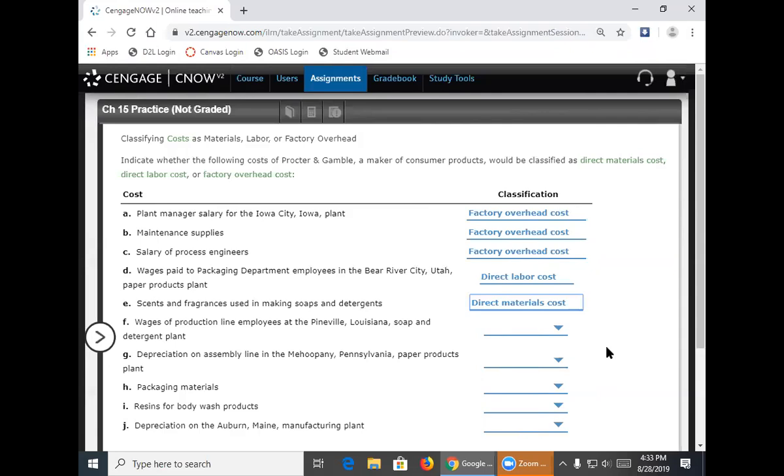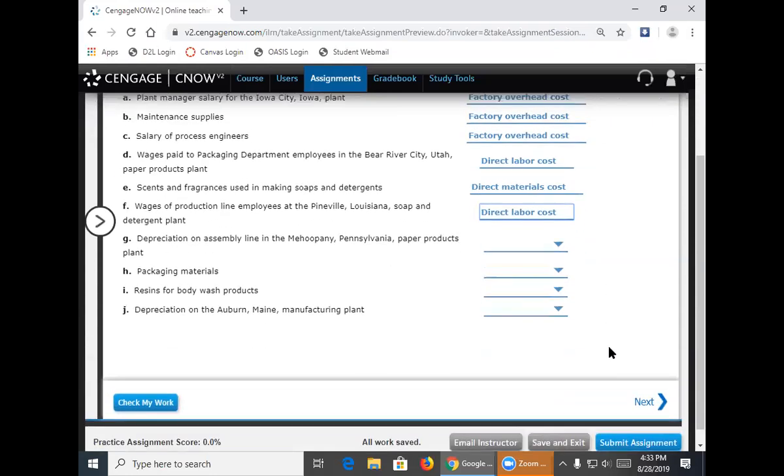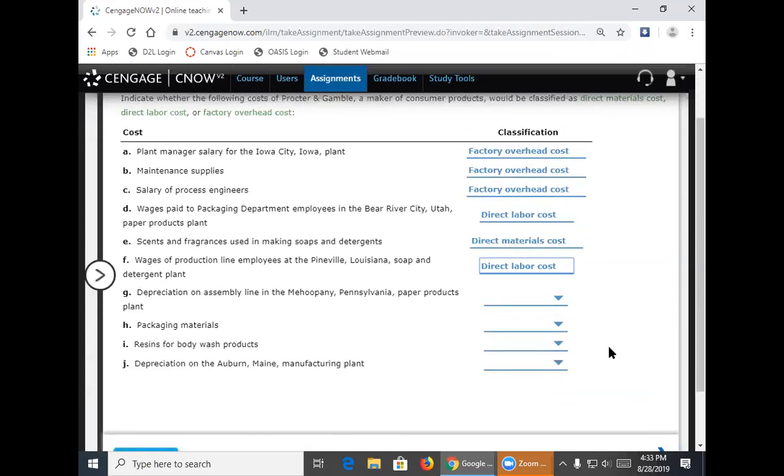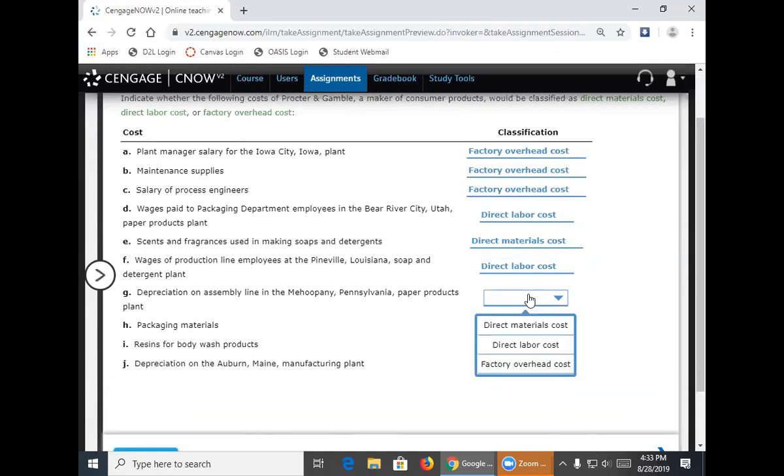If it's something that we just use and we can't say, oh, today we did maintenance, and so all of these products got maintenance, it makes sense. It is a little tricky, though. What about wages of production line employees? Direct labor, yeah, they're working on the direct production. What about depreciation on the assembly line? Overhead. Depreciation will always be factory overhead if it's tied to the factory.